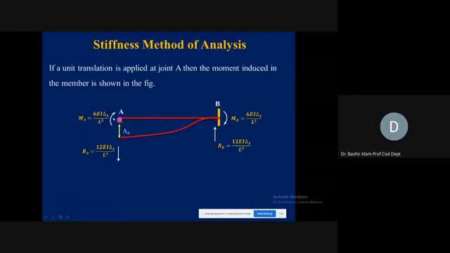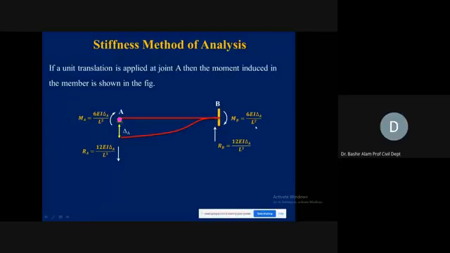At the far end, it will go in the same direction. If you see here, the moment produced was in the clockwise direction, so at the far end it is also in the clockwise direction. The magnitude is going to be the same. It is not going to be half now. So 6 EI delta A divided by L square.